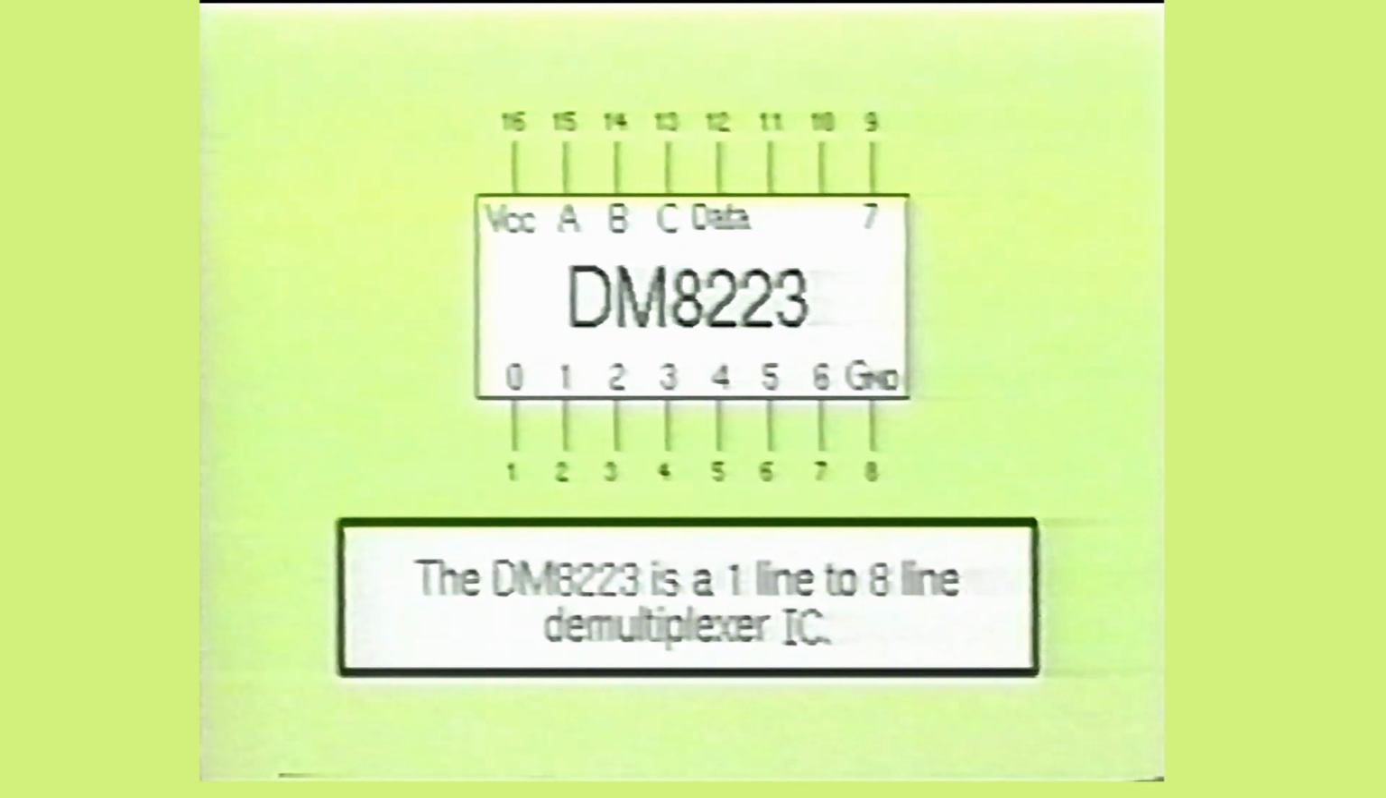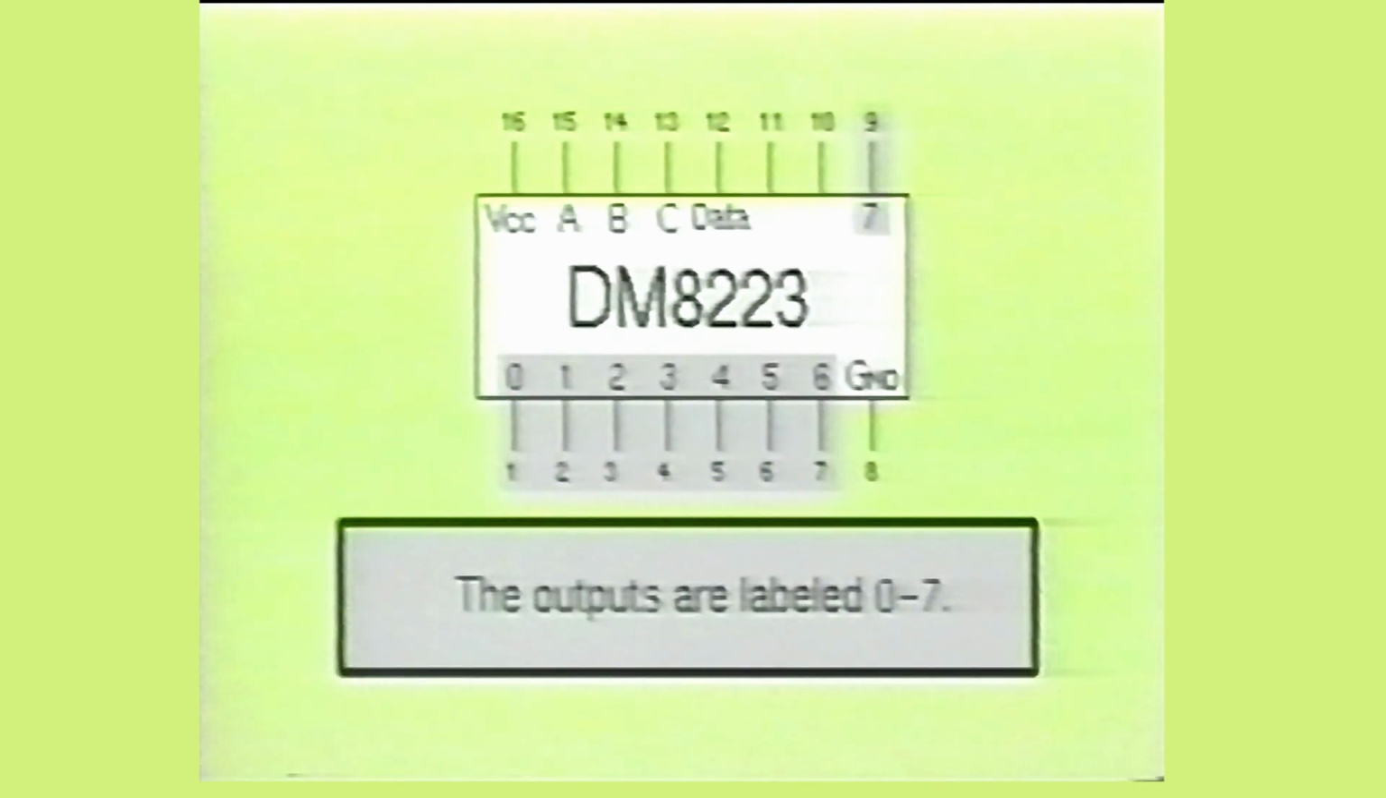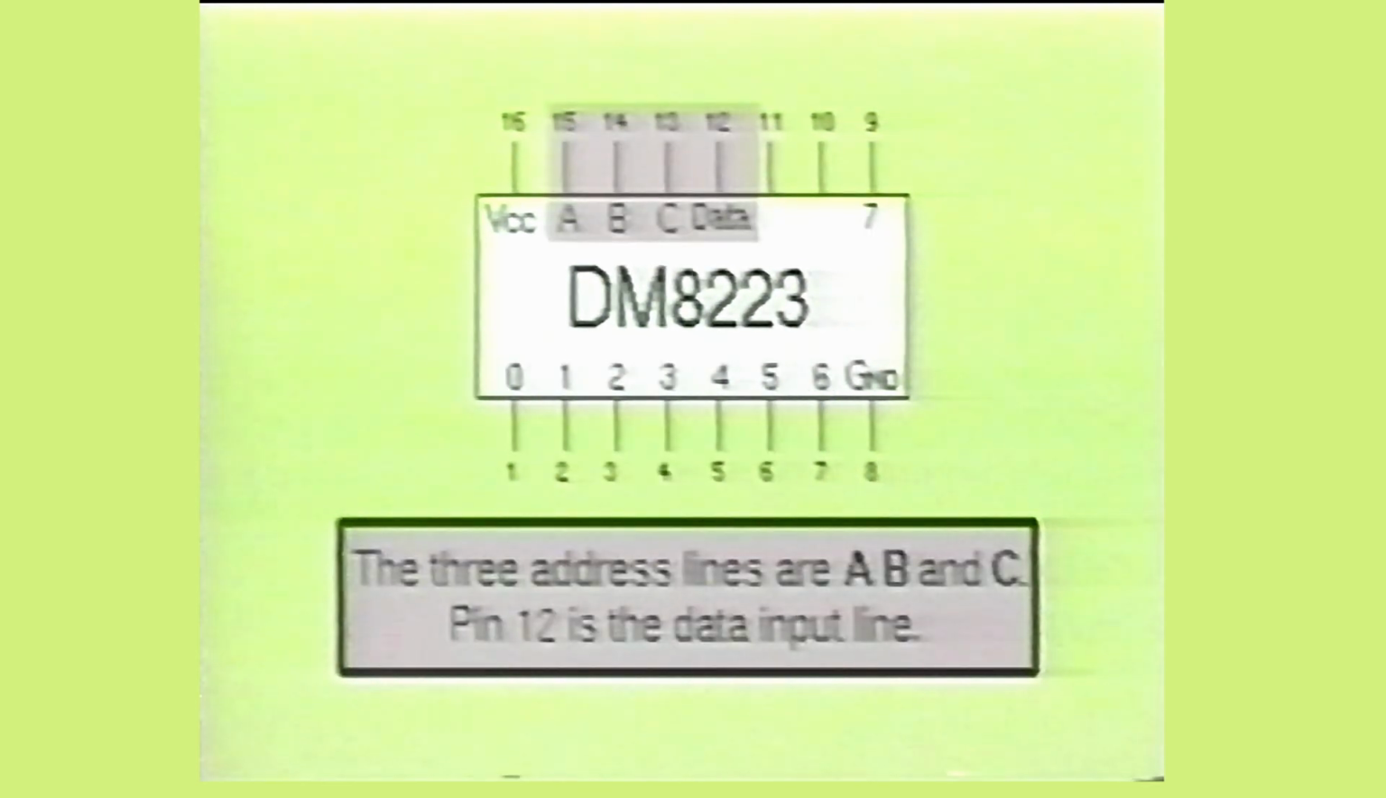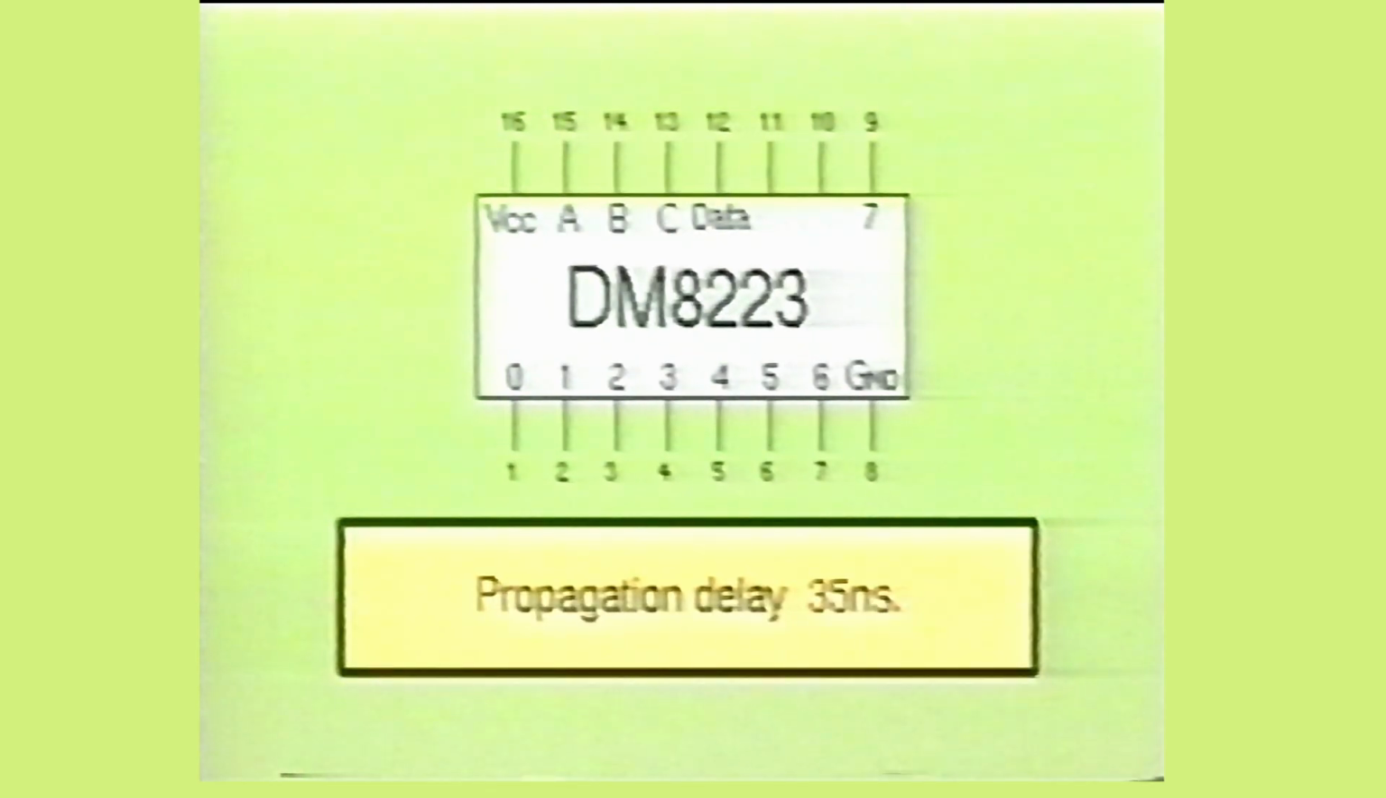Here we see the DM8223 IC, which is a 1-line to 8-line demultiplexer. This IC is TTL compatible. The 8 outputs, 0 through 7, are capable of driving 10 standard TTL loads each. The 3 address lines determine which output receives the data information. The typical propagation delay of this IC is 35 nanoseconds.